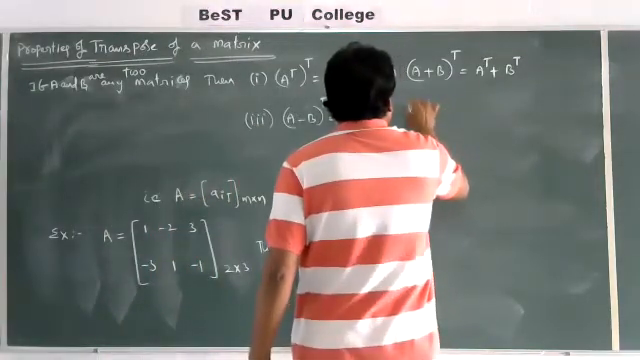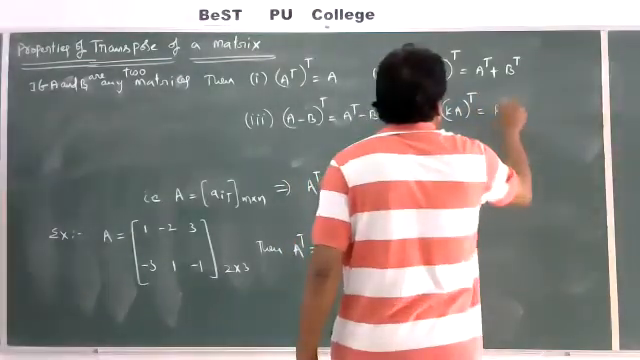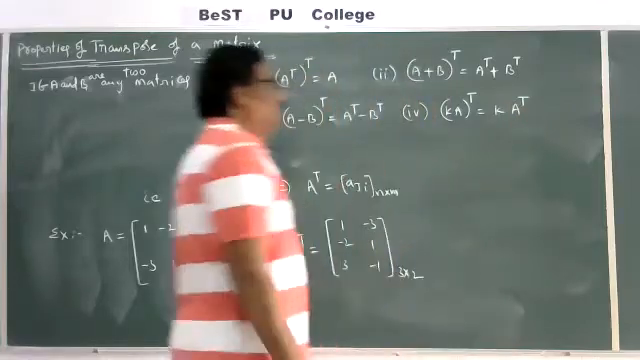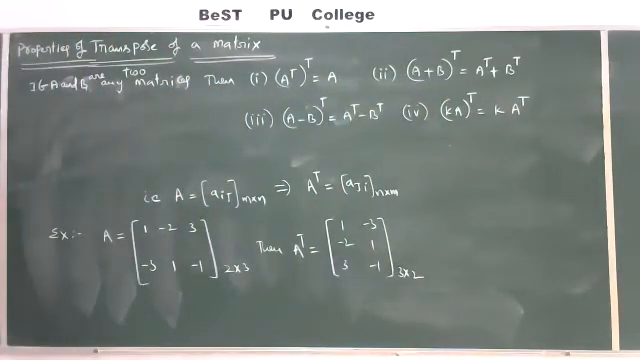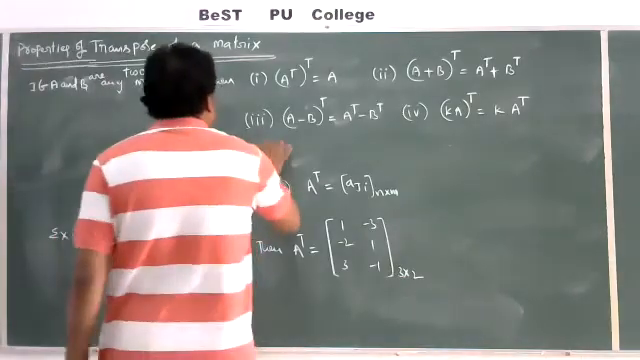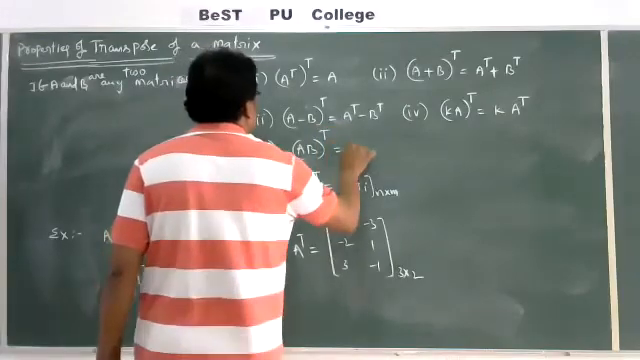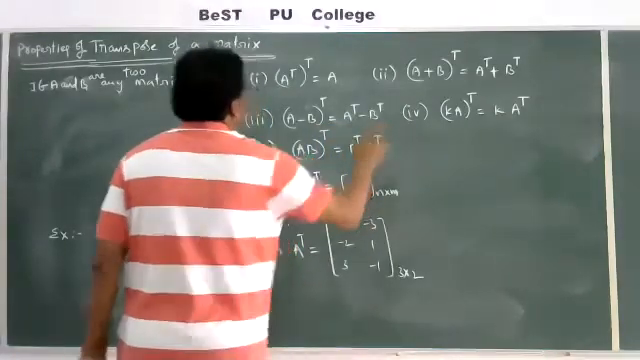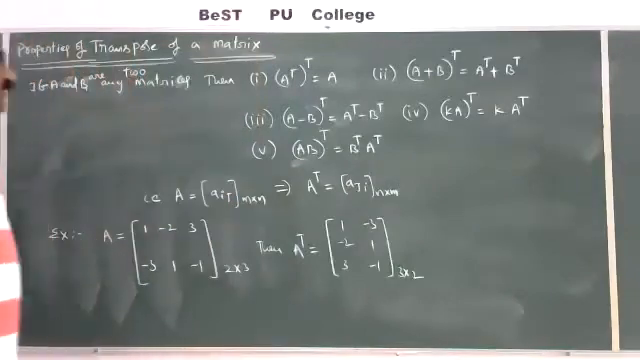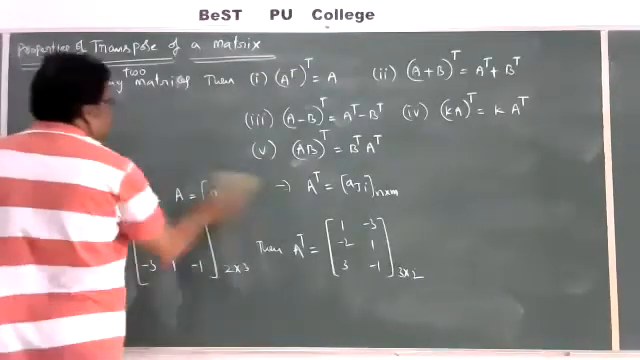And fourth, Ka whole transpose is equal to K into A transpose. And the fifth property, very, very important property, AB whole transpose is equal to B transpose into A transpose. You must remember these properties.